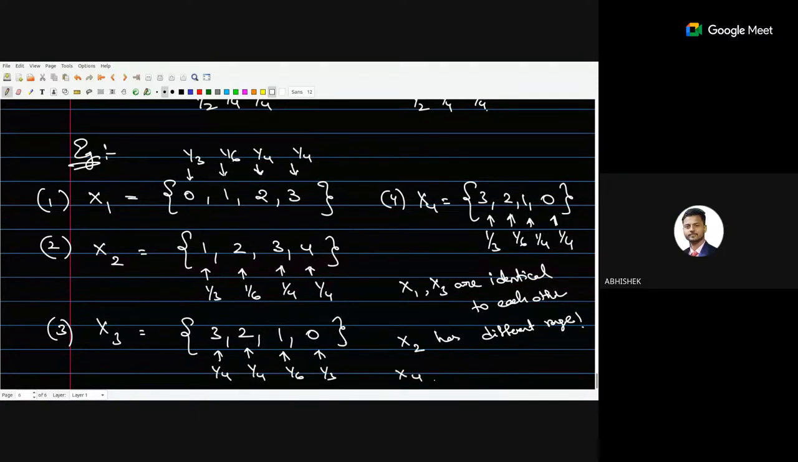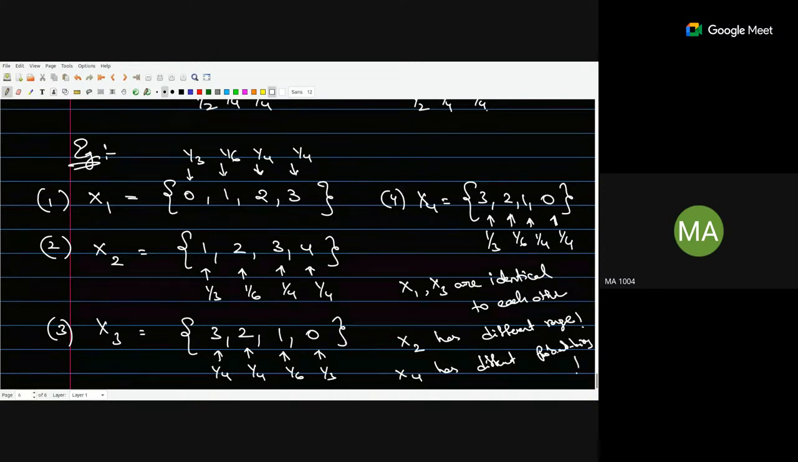Probabilities are not the same, sir. The corresponding probabilities are different here. Yes, sir, the range is the same for x4. You see, for x4 also the range is 0, 1, 2, 3. But the probability that 3 occurs for x4 is 1/3, whereas for x1 it is 1/4. So the probabilities are different. Even though the ranges are the same, the probabilities are different. So x4 has different probabilities.